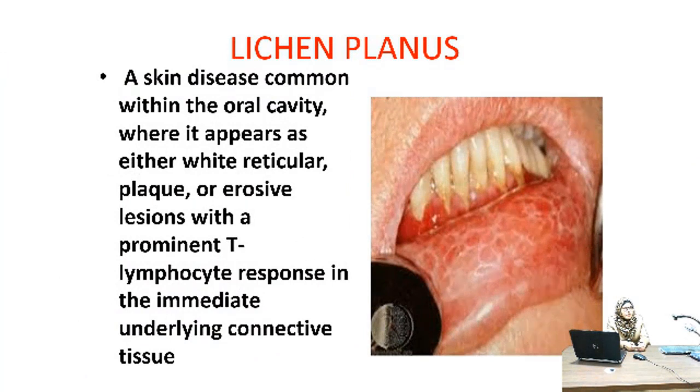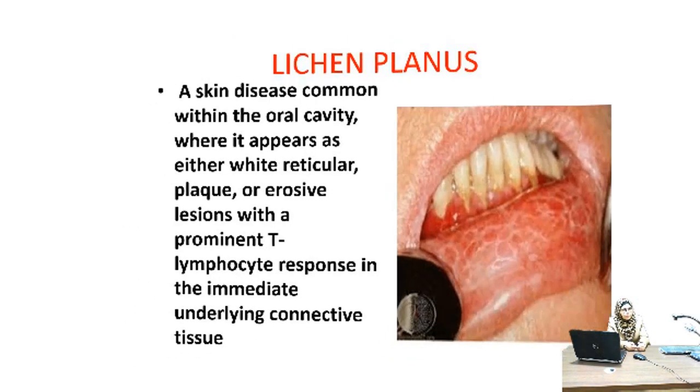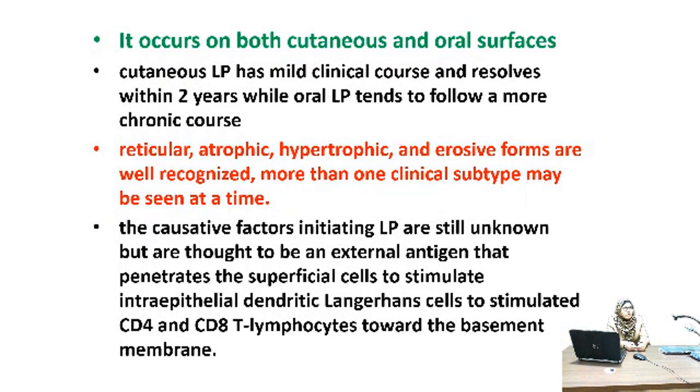Lichen planus. It is a skin lesion that is common within the oral cavity, where it appears as either white reticular or black or erosive lesion with a prominent T lymphocyte response in immediate underlying connective tissue. It occurs in both cutaneous and oral surfaces. Cutaneous lichen planus may be mild clinical course and resolve within 2 years, while oral lichen planus tend to follow a more chronic course. Reticular, atrophic, hyperplastic, and erosive forms are well recognized.